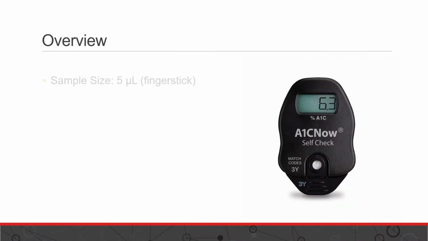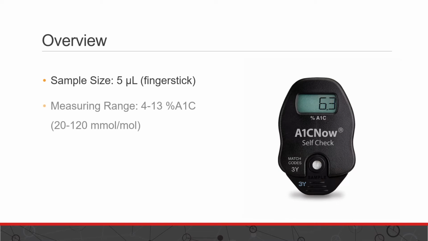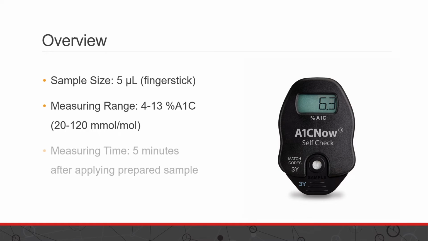A 5-microliter finger stick blood sample is required for testing. The analyzer will display A1C results ranging from 4 to 13% A1C. Results are available in just 5 minutes after the prepared sample is applied to the cartridge.